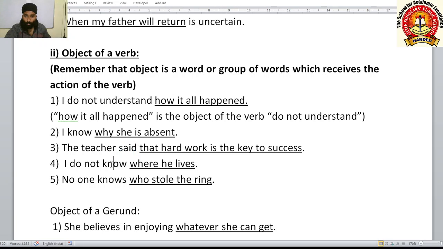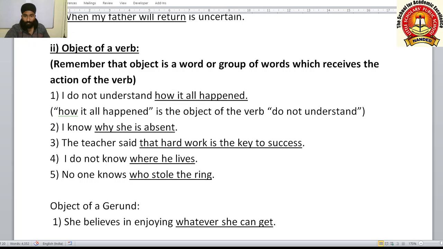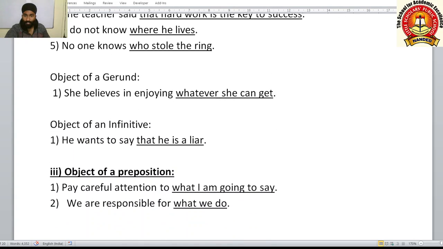Now, I do not know where he lives. So this is the object of this verb know. Again, no one knows who stole the ring. This is the object of this verb knows. What does no one know? Who stole the ring? Now let us come to the other examples.